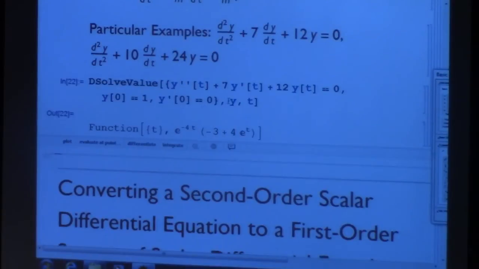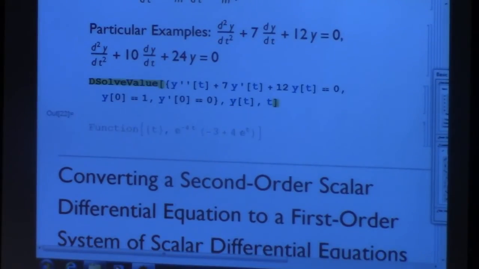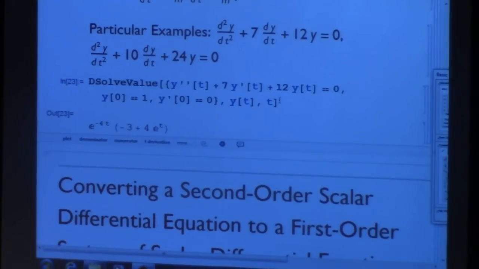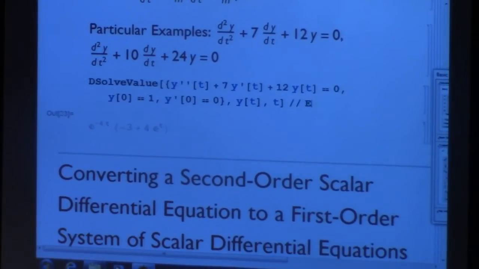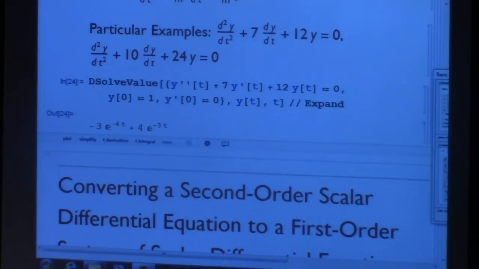Okay, that wrote the answer as a pure function. To avoid seeing it as a pure function, put a y of t there. There we go. And again, for some strange reason, it doesn't expand. There we go. That's what we got by hand. Yep.